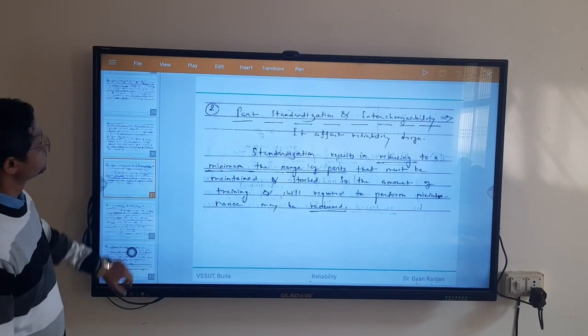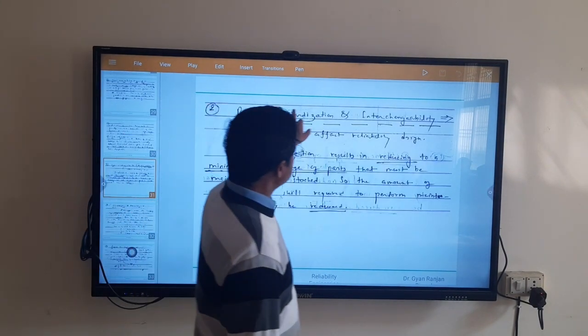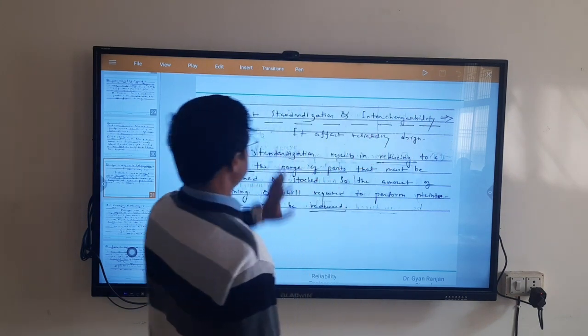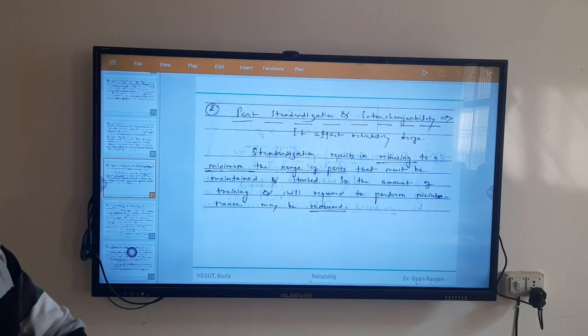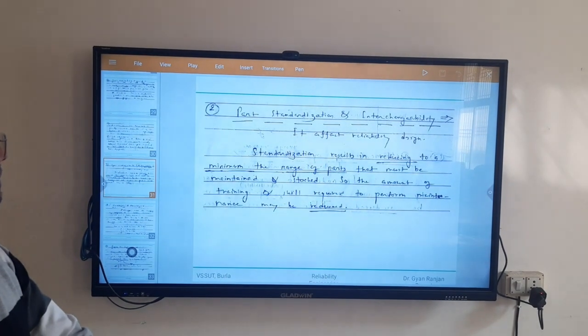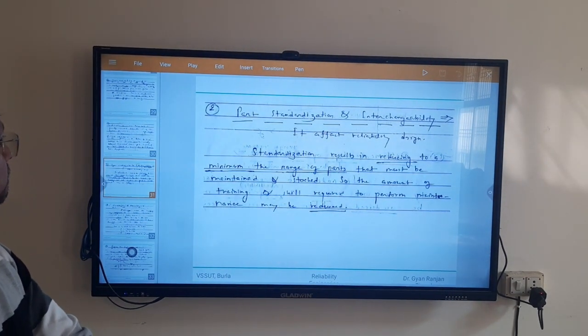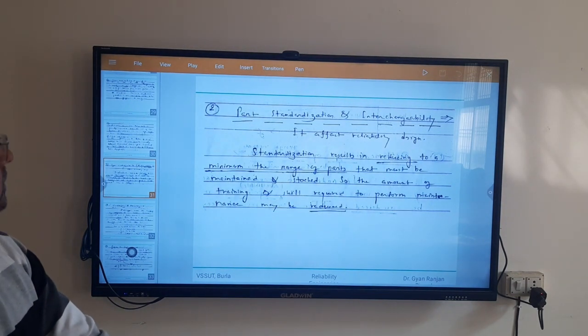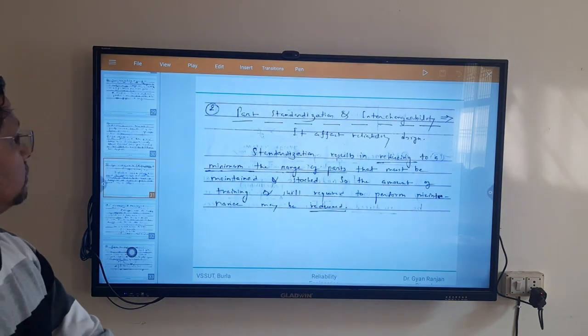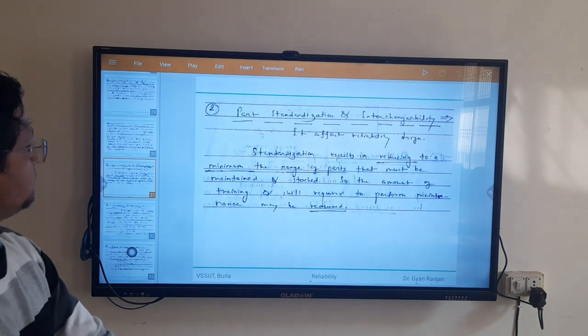Understand? Number 2, part standardization and interchangeability. How does it affect? What does standardization mean? Standardization results in reducing to a minimum the range of parts. Which minimum range? I mean, how minimum is it? So that is what must be maintained and stocked.